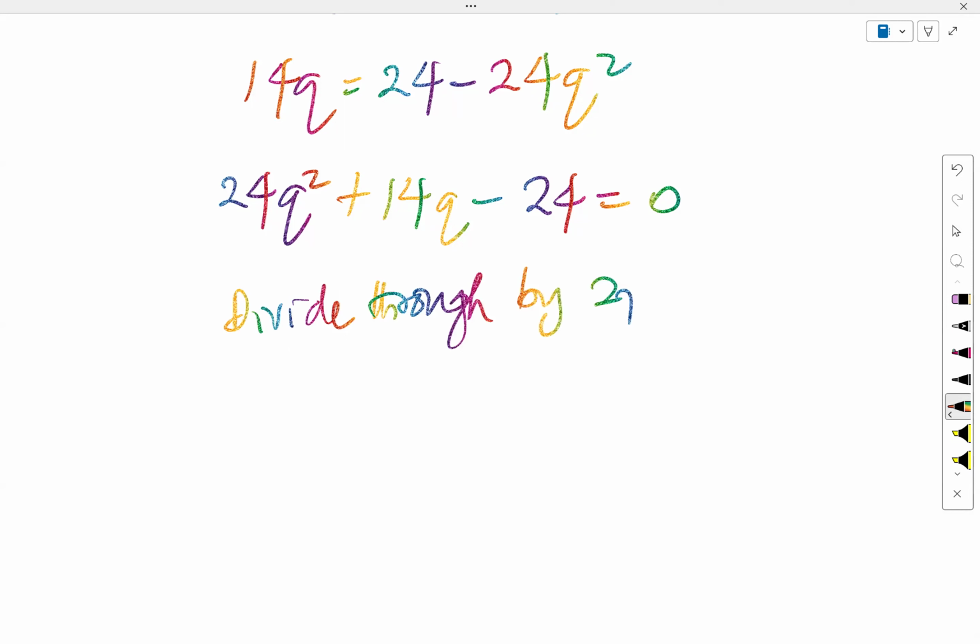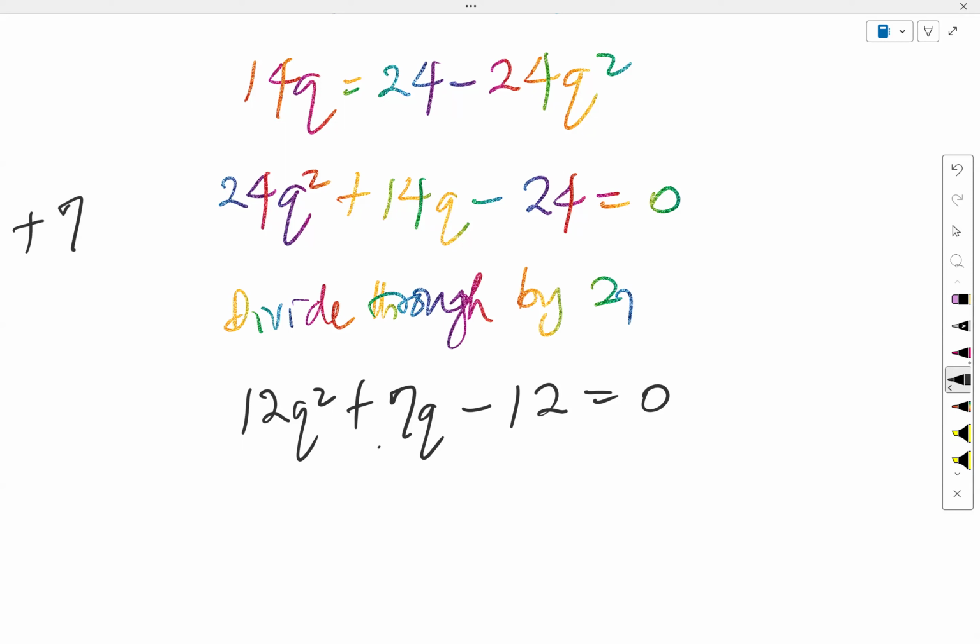Okay, let me change the color. If you divide through by 2, you have 12q squared plus 7q minus 12 equals 0. So this makes things a bit easier. To deal with this, we are looking for two numbers. When you add those two numbers, you get 7, which is in the center. But when you multiply those two numbers, you get 12 times minus 12, that's minus 144. And those two numbers should be factors of 144.